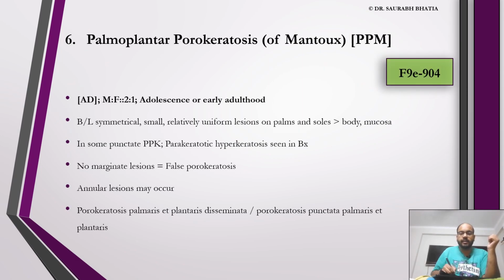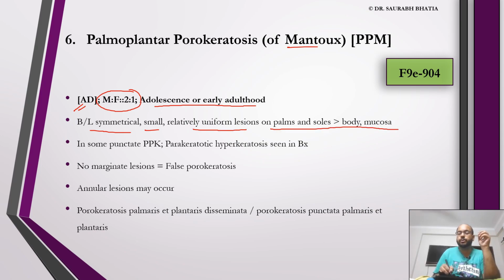The sixth entity is Palmoplantar Porokeratosis of Mantoux. Okay, autosomal dominant. Males are twice as commonly affected as compared to females. So M for Mantoux, M for males. It starts earlier as compared to other forms, in adolescence or early childhood. Now here the plaques are bilaterally symmetrical, small, relatively uniform in size over palms and soles more than the body and mucosa. That means other areas can be involved, but palms and soles are the major area of involvement. That is what is known as palmoplantar porokeratosis.